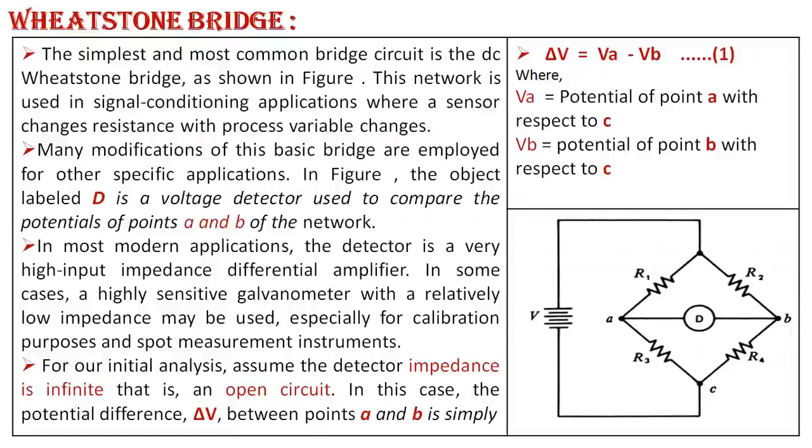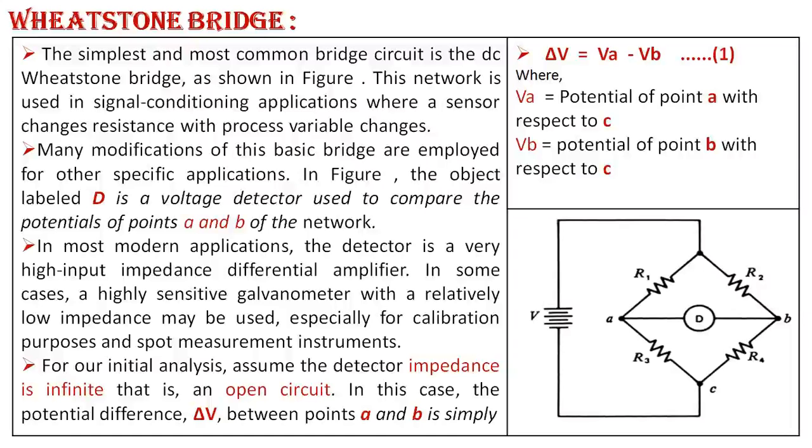So the first one is the Wheatstone bridge circuit. The simplest and most common bridge circuit is the DC Wheatstone bridge, as shown in the figure. The network is used in signal conditioning applications where a sensor changes resistance as a process variable changes. Many modifications of this basic bridge are employed.